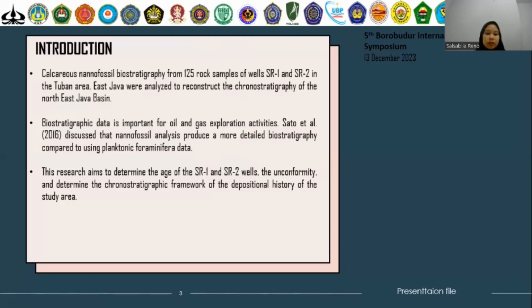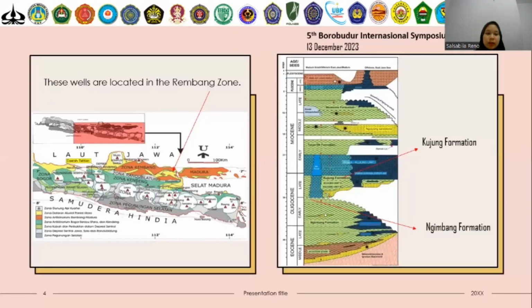This research aims to determine the age of the SR1 and SR2 wells, the unconformity, and determine the chronostratigraphic framework of the depositional history of the study area. The two wells are located in the Rembang zone and are part of the Ngimbang Formation and Kujung Formation, as in this picture.